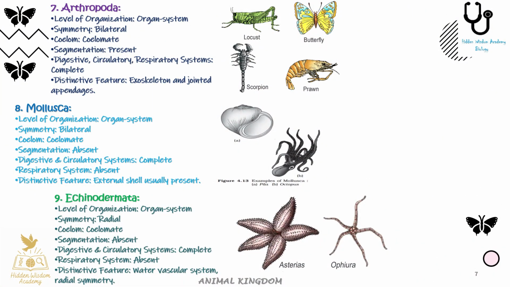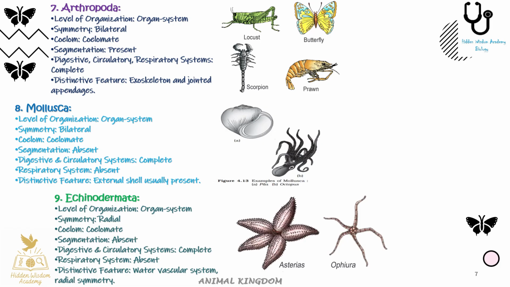Let's move to Arthropoda, or jointed-legged animals, which are bilaterally symmetrical, coelomate, and segmented. All major systems, including respiratory and circulatory, are well developed. A distinctive feature is their exoskeleton made of chitin and the presence of jointed appendages.